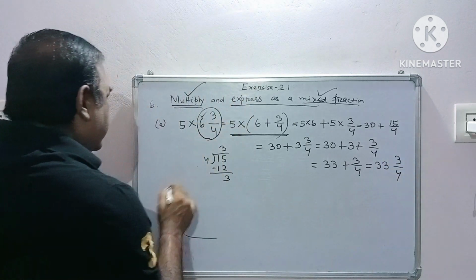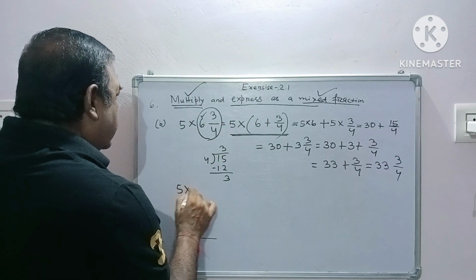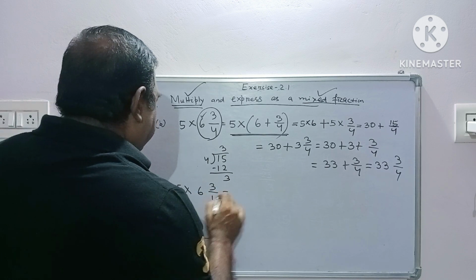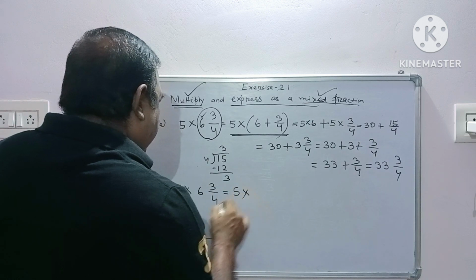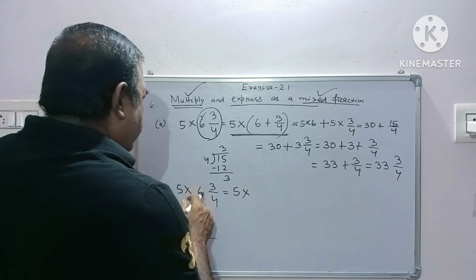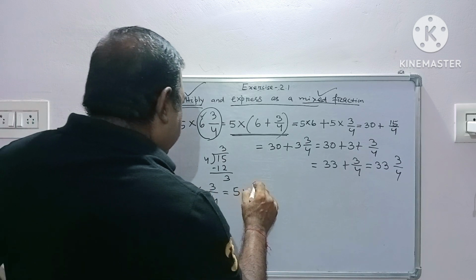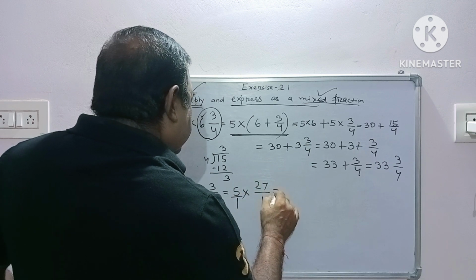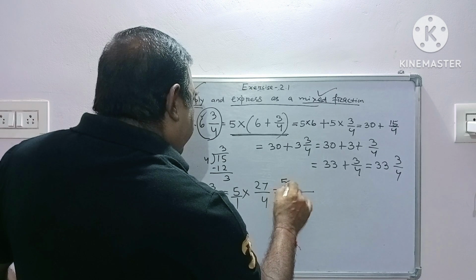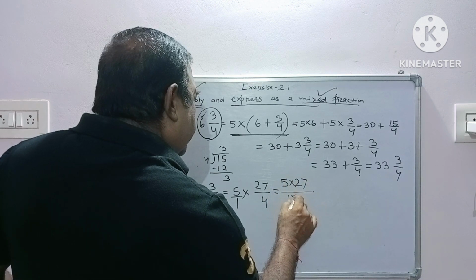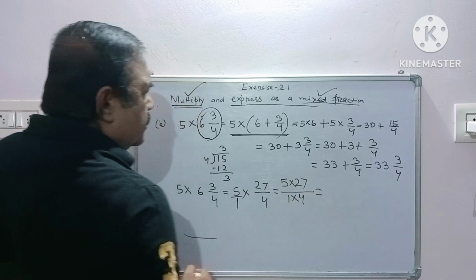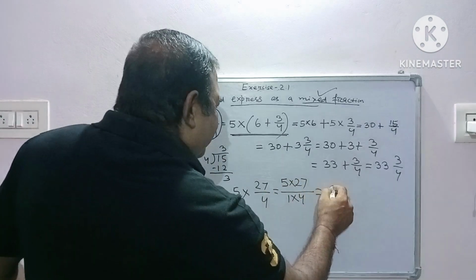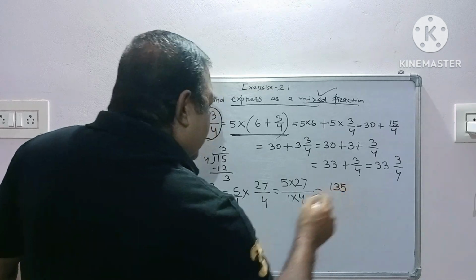But if you directly do, you may do, that is equal to 5 into 6 4s are 24 plus 3, that is 27 upon 4. 5 means 5 upon 1, that is equal to 5 into 27 by 1 into 4, that is equal to, you see, 27 5s, that is 135. How will you do it?